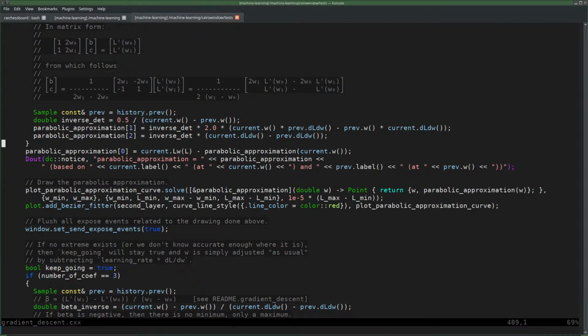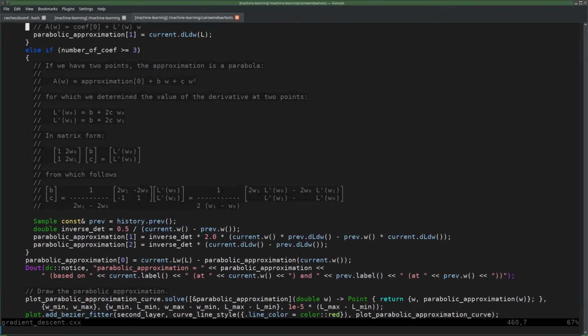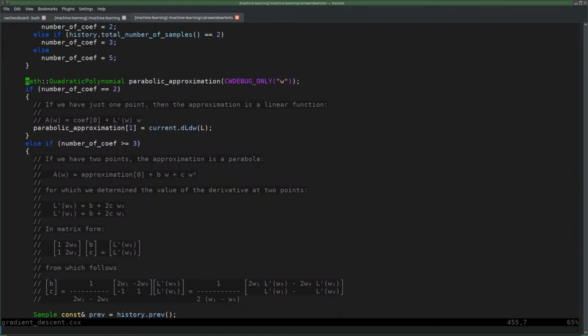Really? I just left the scope of the previous. Yeah, I would not have a previous if number of coefficients is 2. That is very annoying.